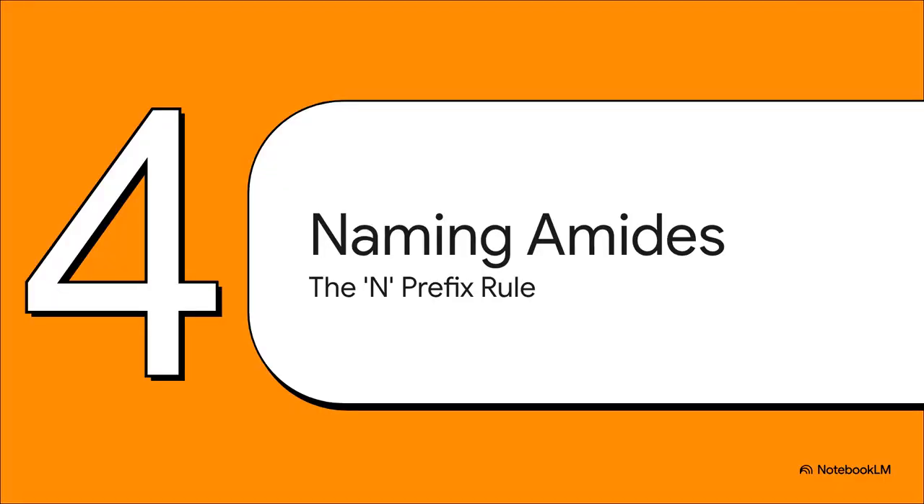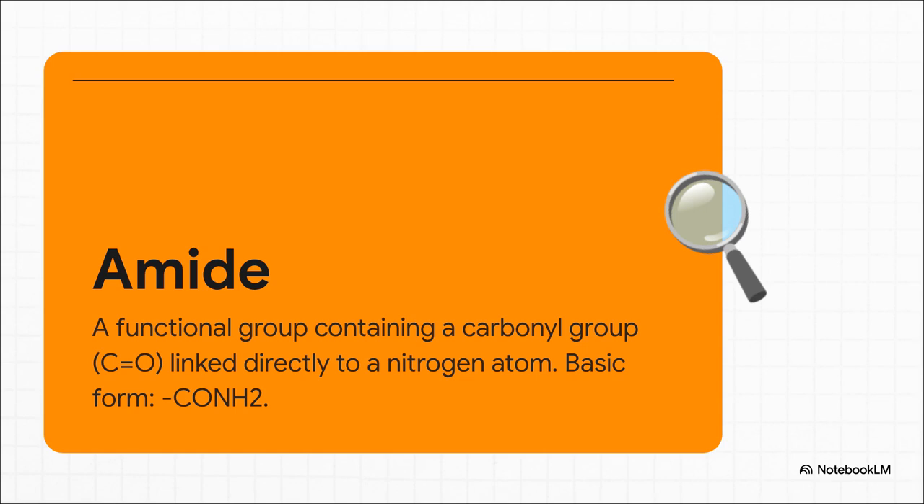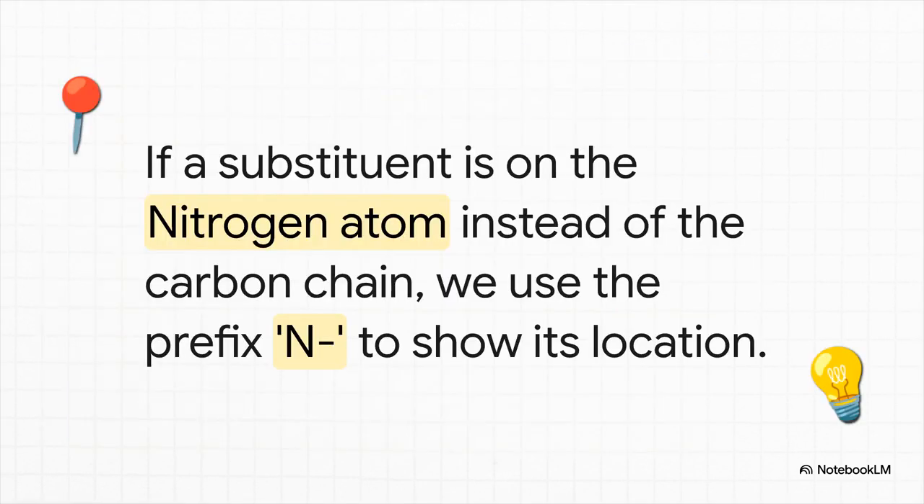All right, let's tackle another special case, amides. Specifically, what do you do when you have groups attached not to the carbon chain, but straight onto the nitrogen atom itself? Yep, you guessed it, there's a special little naming rule just for this. So real quick, what's an amide again? It's just a functional group where you have a carbonyl, that's a carbon double bonded to an oxygen, and it's linked directly to a nitrogen atom. The most basic form is CONH2, but those 2 hydrogens on the nitrogen, they're the key because they can be swapped out.